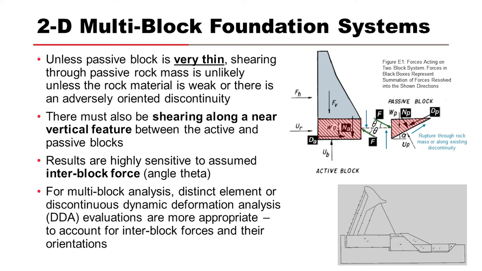So many times when we're doing a quick two-block analysis, we don't evaluate the side friction angles and the 3D forces, which could be considerable in a sliding block failure. In addition, for a passive block to move, shearing must occur along boundaries between the active and passive block. Unless there's a near vertical joint or discontinuity at this location, this is unlikely. And the calculated factor of safety is typically sensitive to the inclination angle assumed for the interblock force.